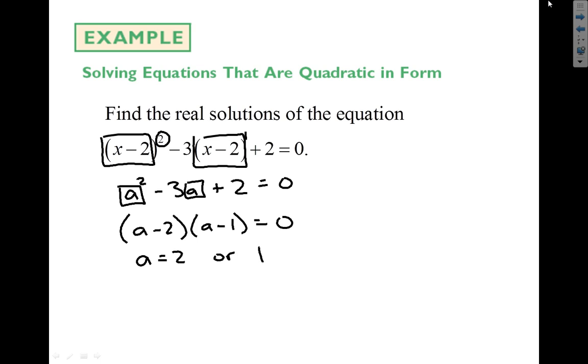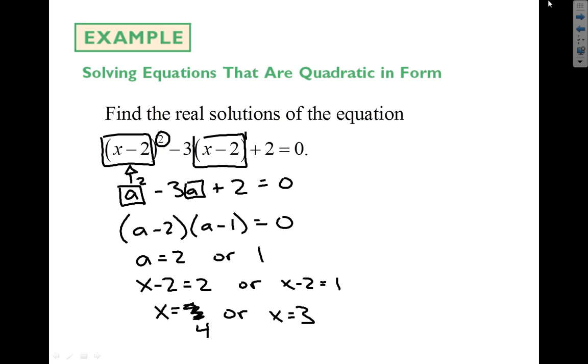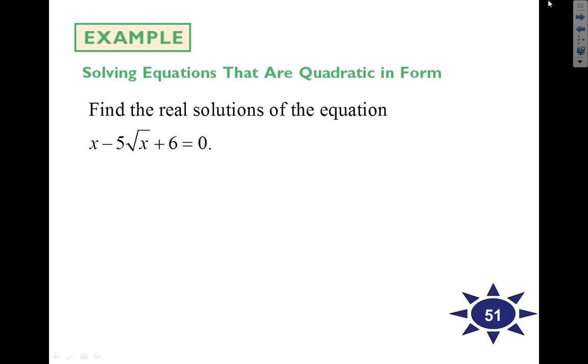But in this problem, what does a equal? a is actually x minus 2. So in this problem, x minus 2 equals 2, or x minus 2 equals 1. We're using substitution. x equals 3, or x equals, 2 plus 2 is not 3. x equals 4, or x equals 3. And that's what you should get for that problem. All right, so we'll have a couple like that to do in our practice, but for now, let's go look at the harder one here.